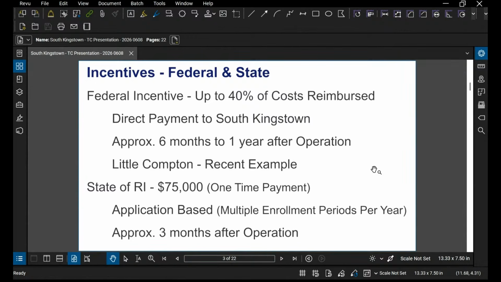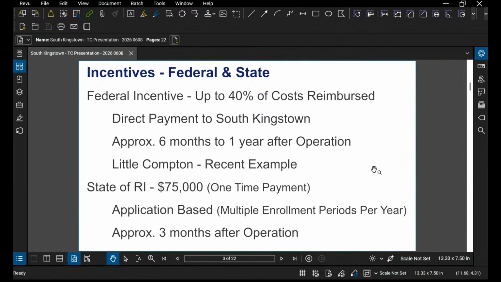Great. Good evening, everyone. I just want to remind you that there are right now two incentives, a federal incentive and a state incentive for solar projects for nonprofits like schools to receive up to 40% reimbursement of the project cost. That is a direct payment to South Kingstown that would come approximately 6 months to a year after operation. Recently, I did a project with Stewart in Little Compton, if you wanted to reach out to them and see how that's working for them.